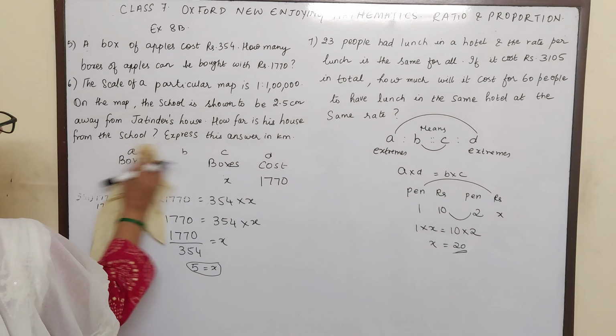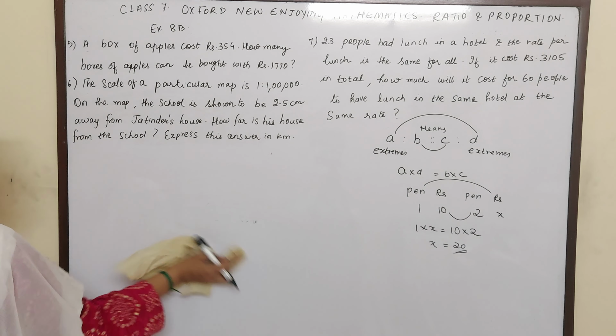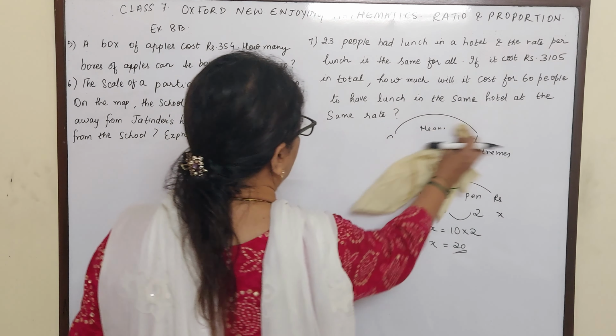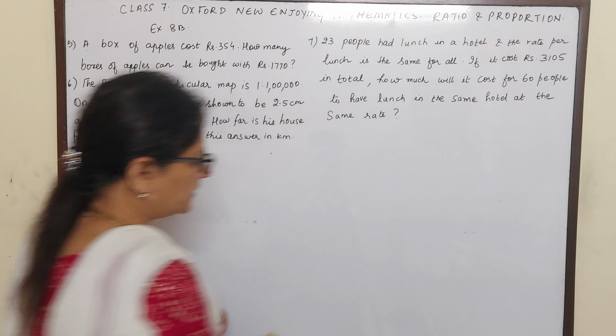The scale of a particular map is 1:1 lakh. On the map, the school is shown to be 2.5 centimeter away from Jatinder's house. How far is the house from the school? Express this in kilometer. Okay.